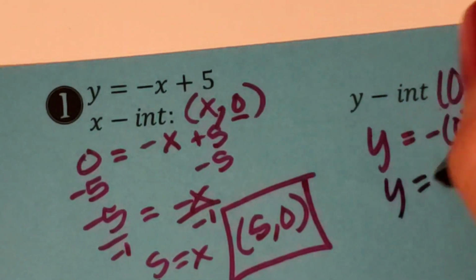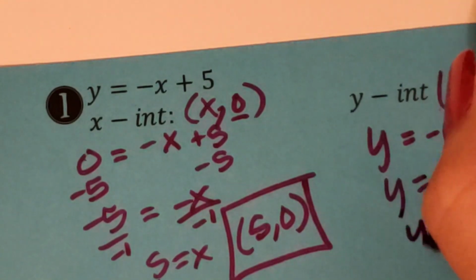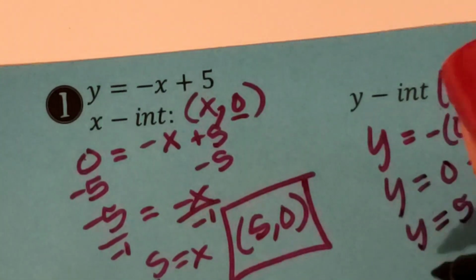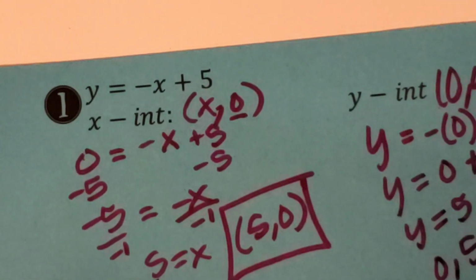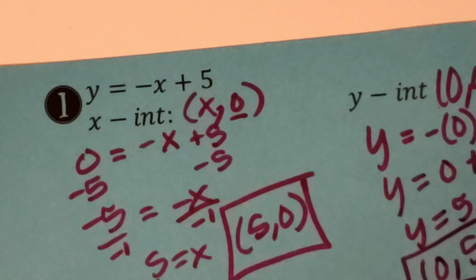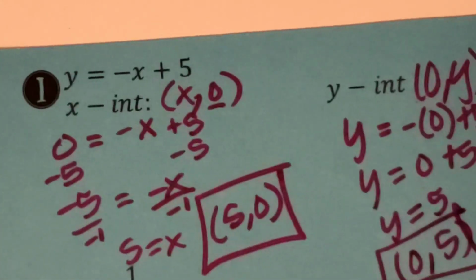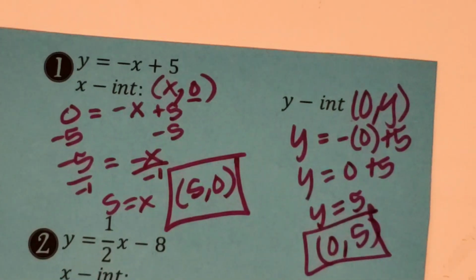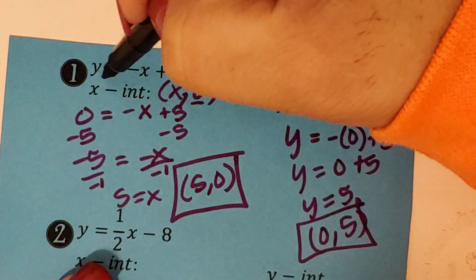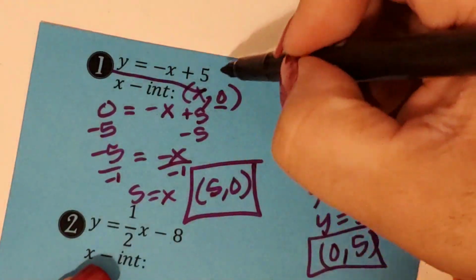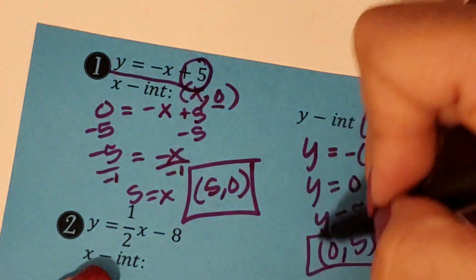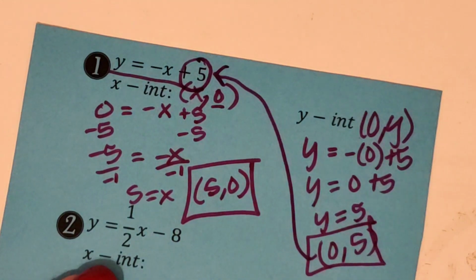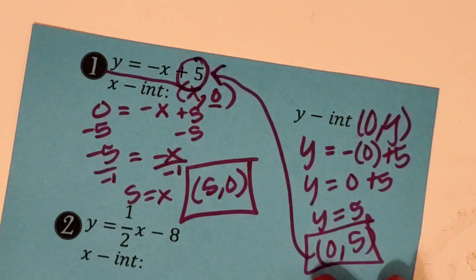And you get y equals 0 plus 5, which is y equals 5. And we're saying that our y-intercept is 5. Now, the best part about all of this is that if you're in slope-intercept form, it already tells you what your y-intercept is. It already told you it was 5. So some of it, you don't have to do all of that work.